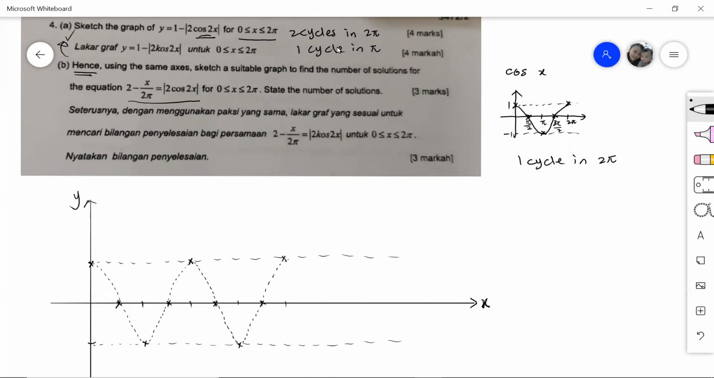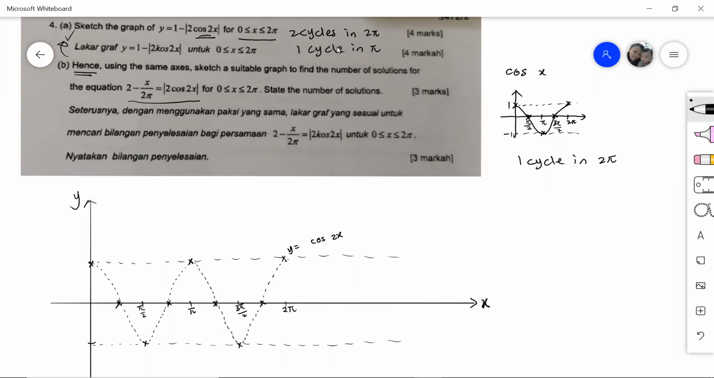Now, this one will be in 2 pi. So we just count how many quadrants, and half of it will be pi, and pi over 2. We just label the important angles, which are 90, 180, 270, and 360. The rest, no need to label. I'm still using the dotted line because this is not my final graph. This is only y equals to cos 2x.